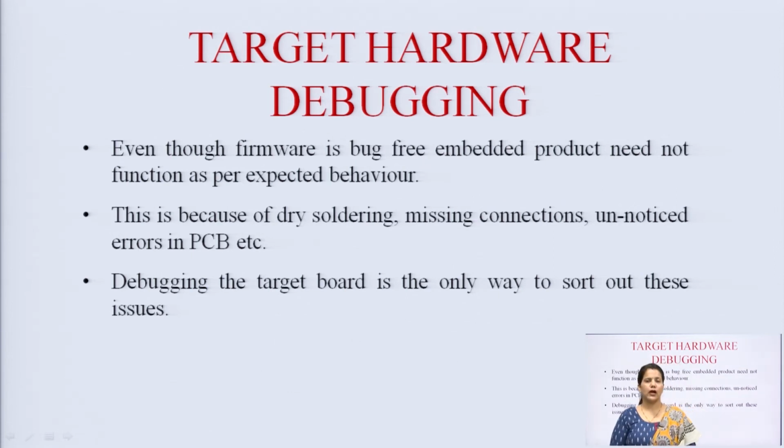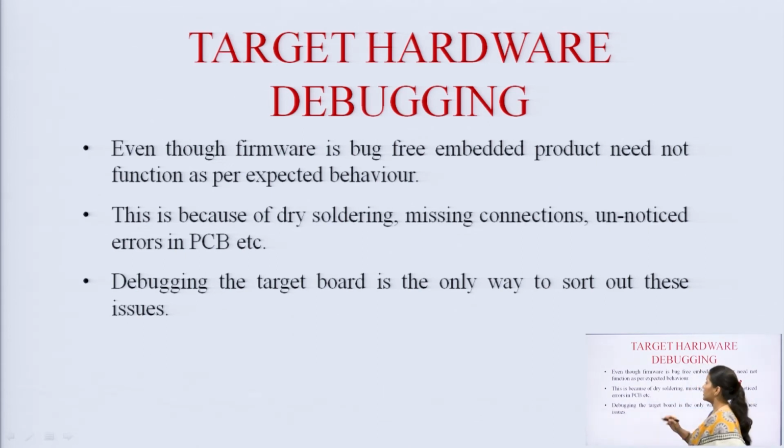Now, after ICE, there is another debugging technique, that is the target hardware debugging. So, we have tested all the codes, we have seen the nature of the codes, we have seen that the code is working according to what we have desired, but still the final results are not according to the plan. So, why does it happen and how can it be removed?